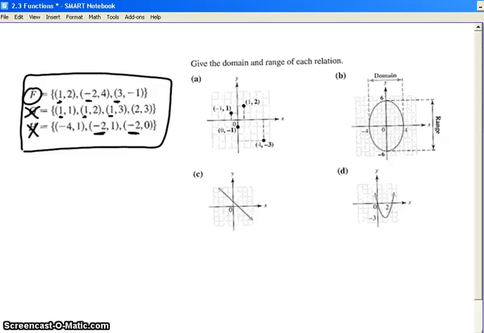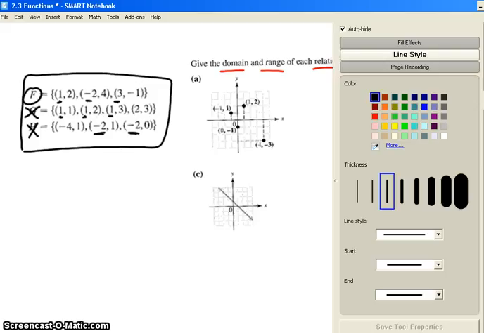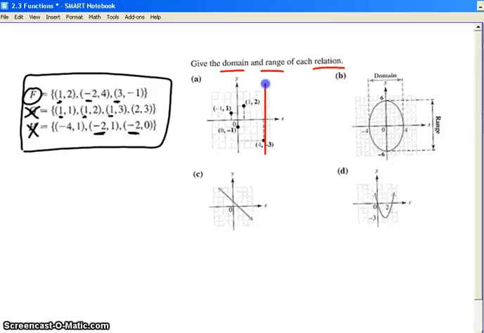On this next little set over here on A, it says give the domain and range of each relation. I'm also going to determine if it is a function or not. First thing I'm going to do is the vertical line test. I'm going to draw a vertical line here. If my points cross this line more than once, it's not a function. So right here, only one point touches the line. If I move it along, only 1 point, only 1 point, only 1 point. So A is a function.